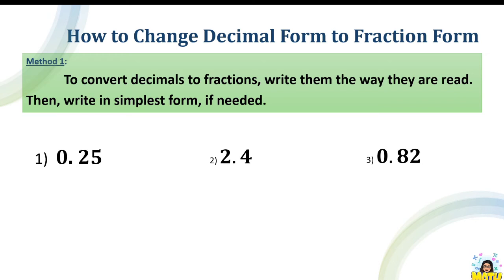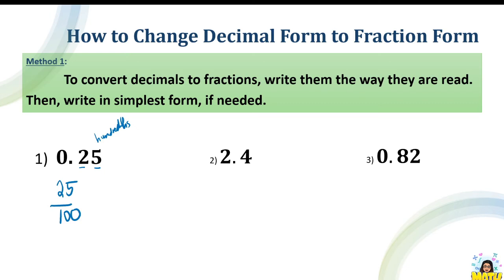So, number 1, 0.25, ano yung place value ng pinaka last digit? Hundredths. So this is read as 25 hundredths. That means ang fraction niya ay 25 over 100. 25 hundredths. So, ayan na yung fraction niya.